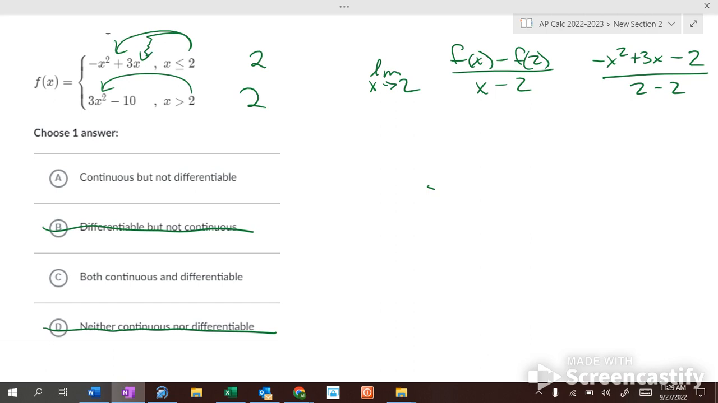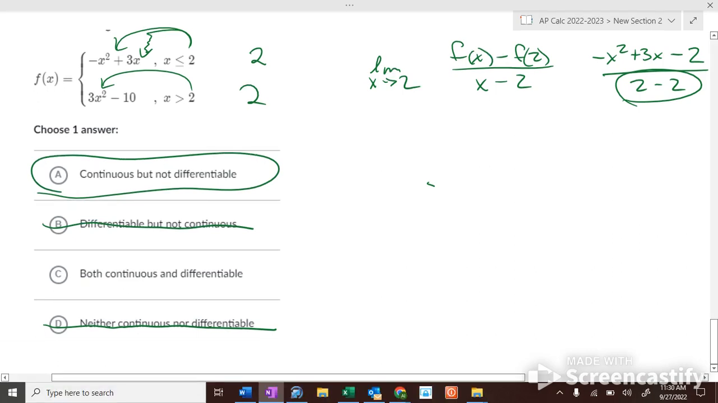Friday. Okay? So, since we get 0 in the denominator, is it differentiable? No. So this one would be continuous and not differentiable. So if you have issues, I'll come around and help you a little bit, once you learn how to take derivatives using the shortcut.